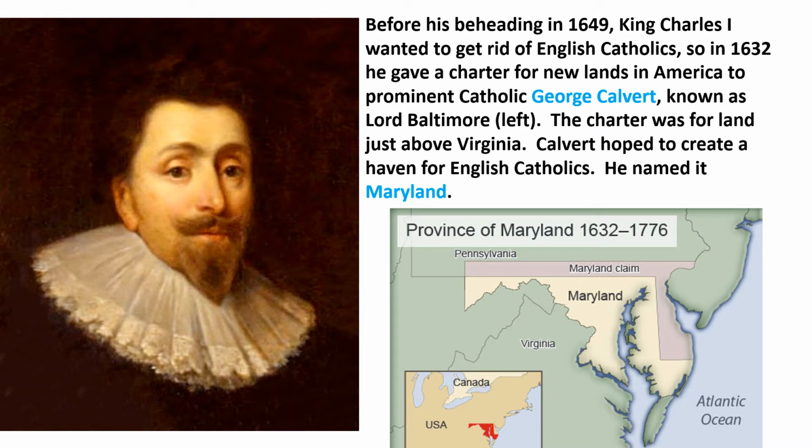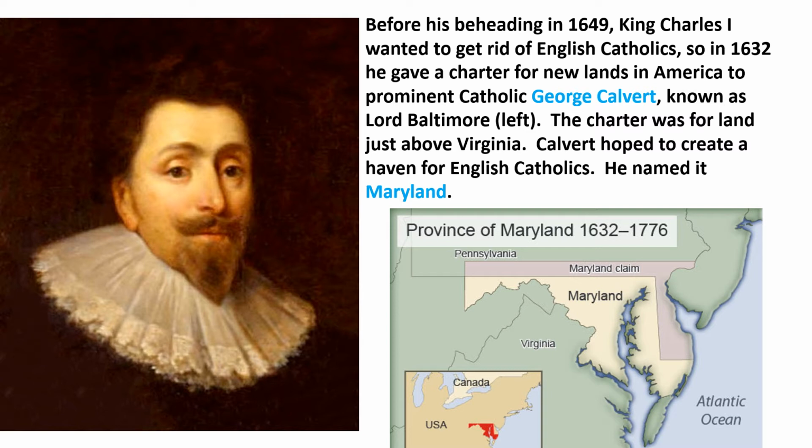Before his beheading in 1649, Charles I wanted to get rid of the English Catholics. So in 1632, he gave a charter for new lands in America to a prominent Catholic, George Calvert, known as Lord Baltimore. Calvert had converted to Catholicism. You can see him on the left. The charter was for land just above Virginia, and you can see that would be something Charles I wanted to do because it could help fill in the areas northward from Virginia closer to Massachusetts Bay.